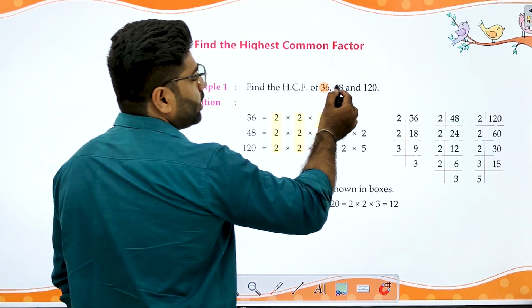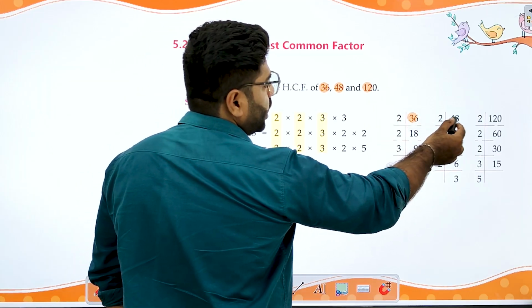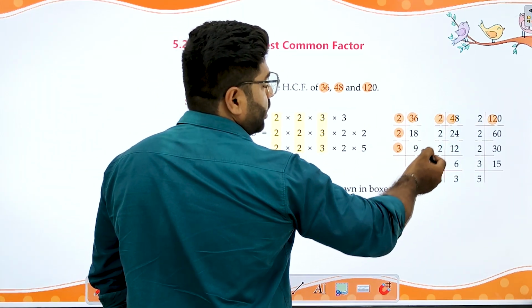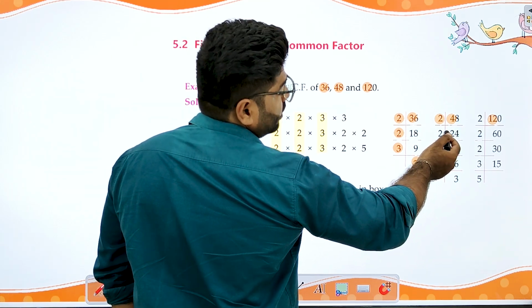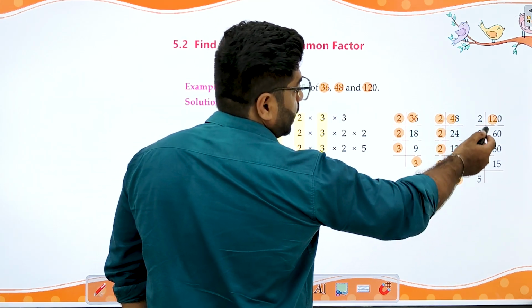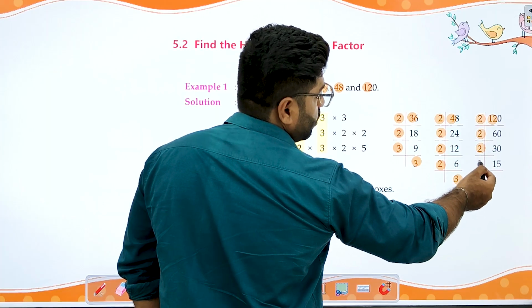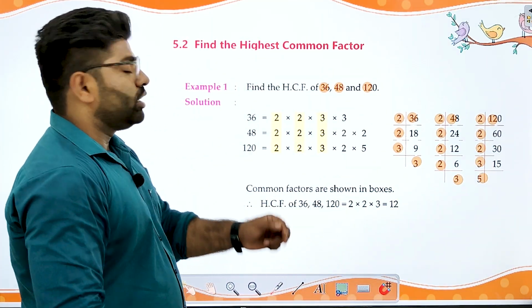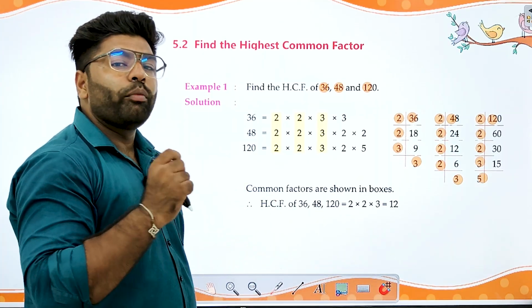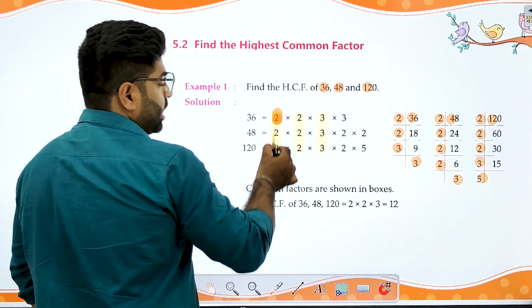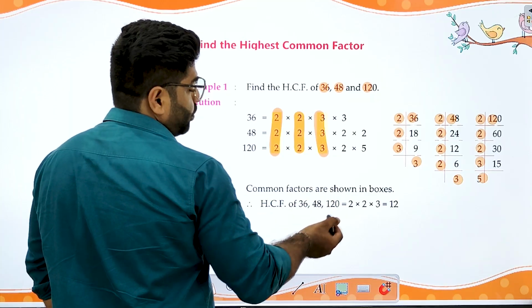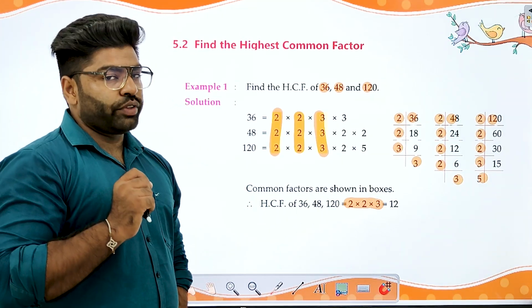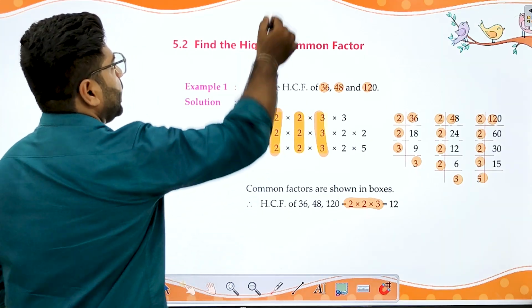Here we have 36, 48, 120. We have to find the prime factors of 36, then the prime factors of 48, then the prime factors of 120. So these are the prime factors. Then we have to find the common factors. We have seen 2, 2, 3. So we multiply these prime factors, and then we will get our highest common factor. Clear?